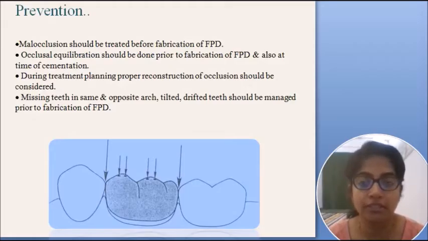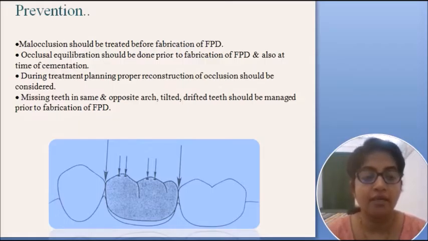How can we prevent such things? Malocclusion should be treated before fabrication of the fixed partial denture. If we suspect that there is some problem with the bite, if it is a cross bite, a plunger cusp, or an open bite, all this should be done beforehand, that is in the pre-prosthetic phase. Occlusal equilibration should be done prior to the fabrication of the FPD and also at the time of cementation. During treatment planning, proper reconstruction of occlusion should be considered. Missing teeth in the same and opposing arch, tilted, drifted teeth should be managed prior to the fabrication of the FPD. So this will ensure that there is less chance of TMD problems because of the fixed partial denture that we are giving.